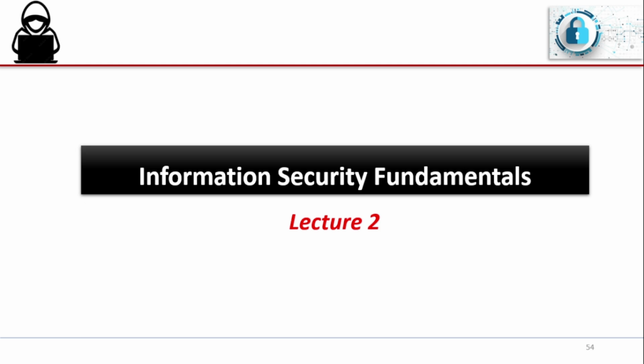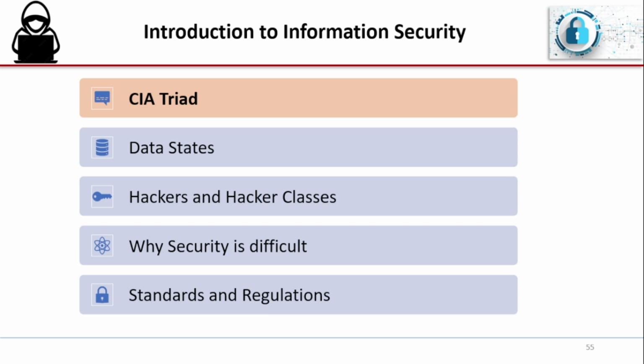In the next lecture, which is lecture 2, we'll be discussing information security vulnerabilities, and these are the major components: the CIA triad, which is confidentiality, integrity, and availability. We'll discuss that in depth. Then data states, the way data is transferred and where it can be compromised. Then hackers and their classes.